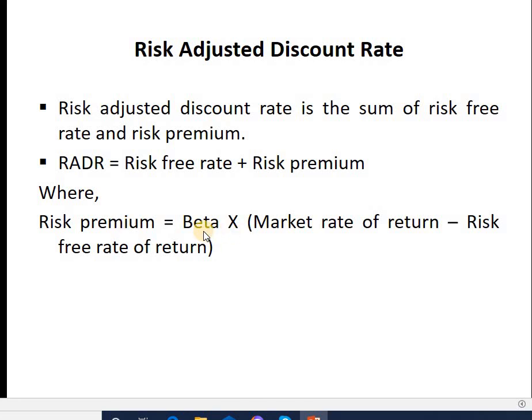Beta is the responsiveness of our stock to the market sensitivity, that is, the responsiveness of our investment towards the entire risk of the market. So it is beta into the market rate of return minus the risk-free rate of return, that is, the market return we are getting in the market minus the risk-free return. Whatever the excess is, we multiply with beta.